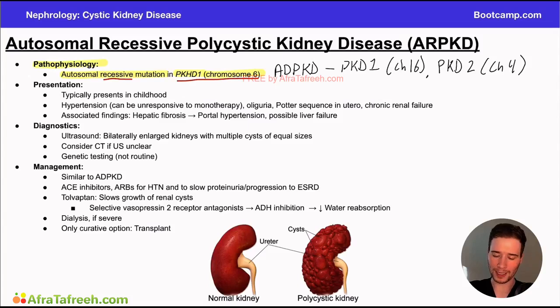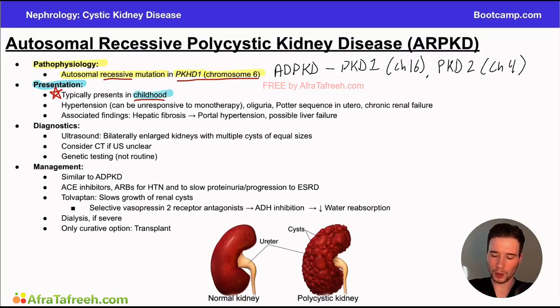Now, when we talk about the presentation here, there's going to be a lot of similar findings with autosomal dominant. However, the key point that I mentioned in the last video that holds true here, this is typically going to present in childhood. We said that autosomal dominant or adult polycystic kidney disease is more likely to show up in people later on in their life, in their third, maybe fourth decade. But autosomal recessive, we're thinking about childhood or even in utero.